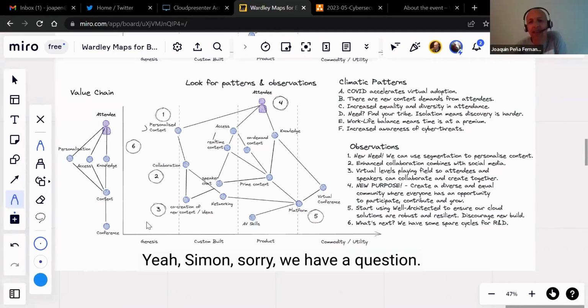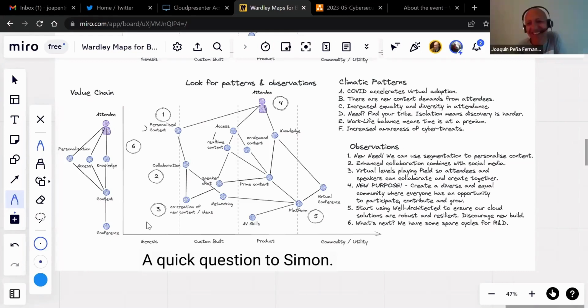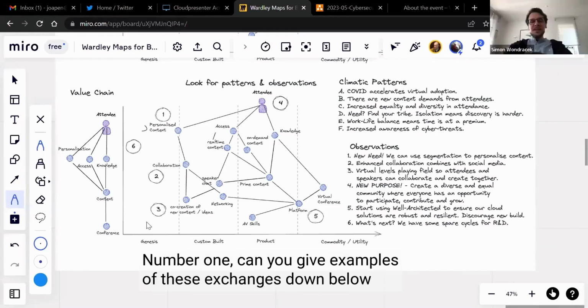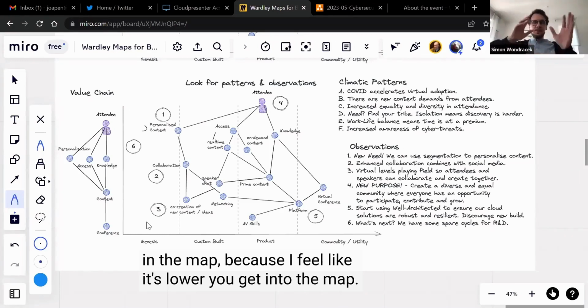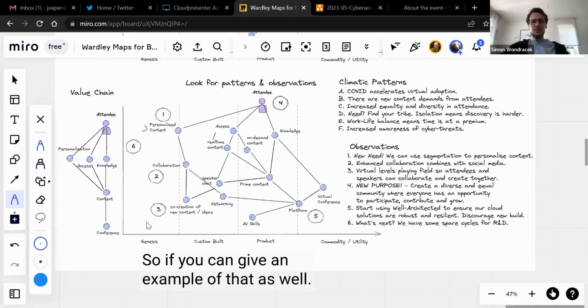Simon Wardley, sorry, we have a question. Simon Vondrasek has a question. Just call me Simon number 2, it's easier. A quick question to Simon number 1. Can you give examples of these exchanges down below in the map? Because I feel like the lower you get into the map, the more technical the exchanges, more about data exchanges it will be, but maybe I'm mistaken. So maybe you can give an example of that as well.